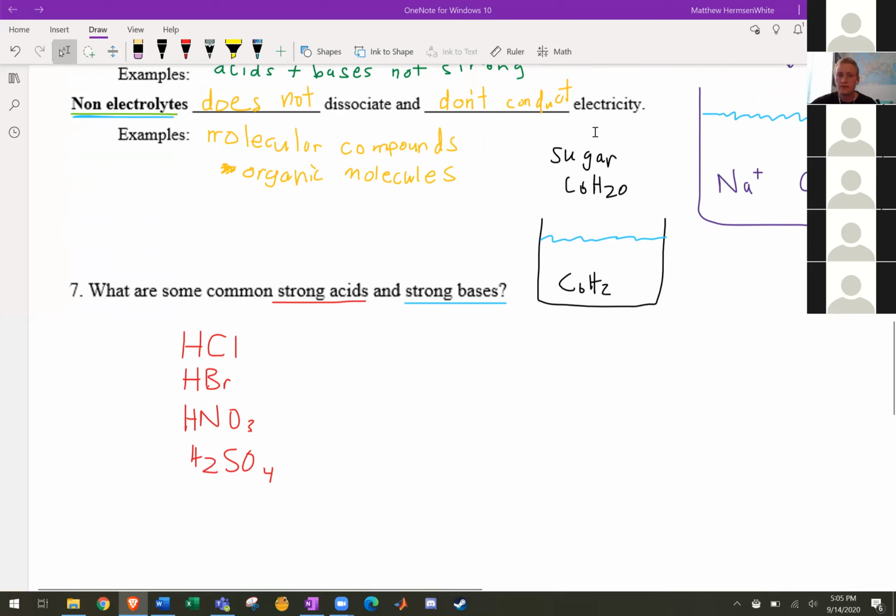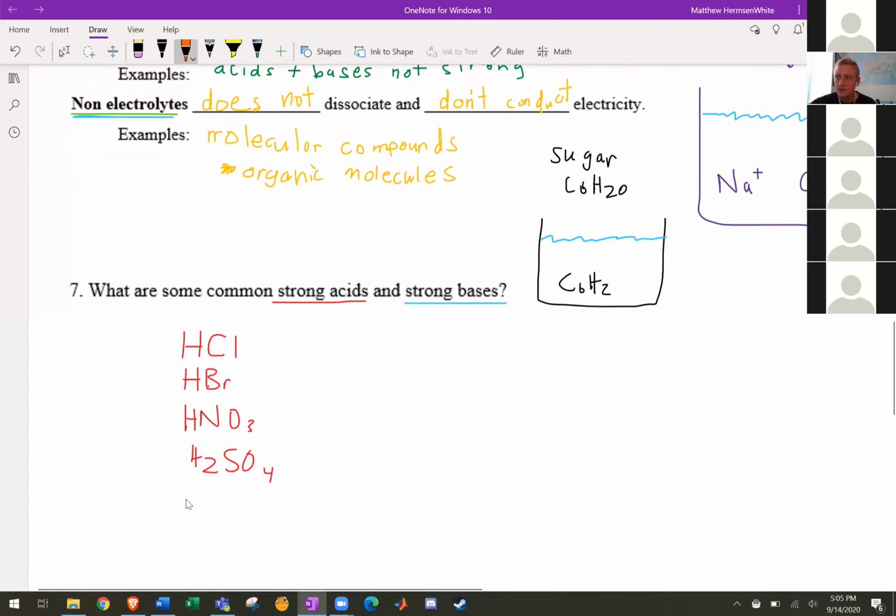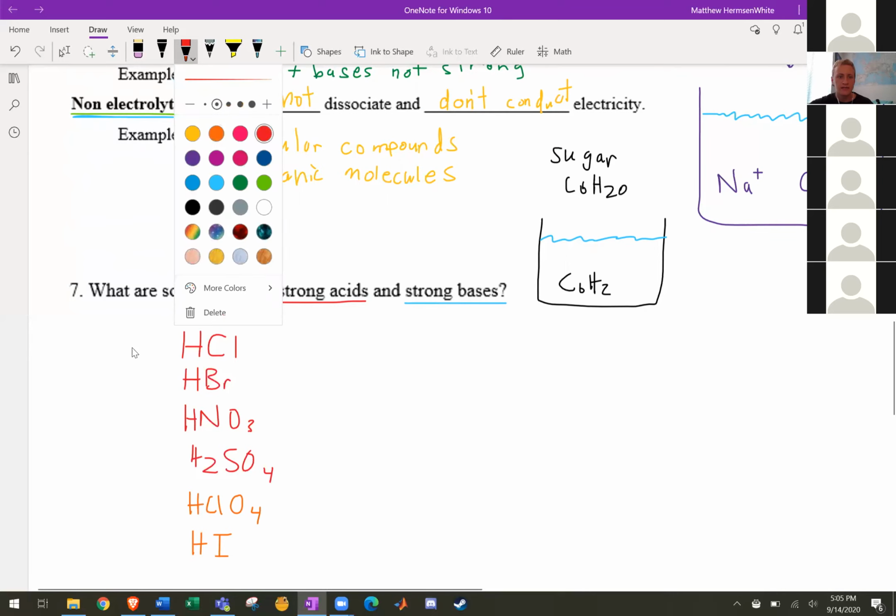So the other ones that I would recommend writing down, and I'll write these in a different color. HClO4, HI, hydroiodic acid, and there might be one other you should write down. Let's see, 1, 2, 3, 4, 5, 6. Okay, that should be good enough. I don't think you're going to see any other ones in this class.